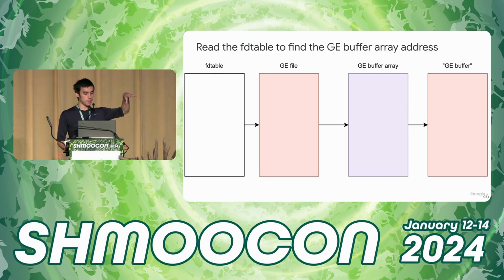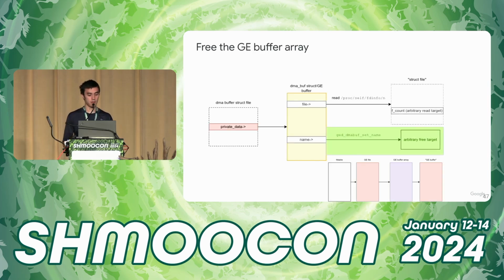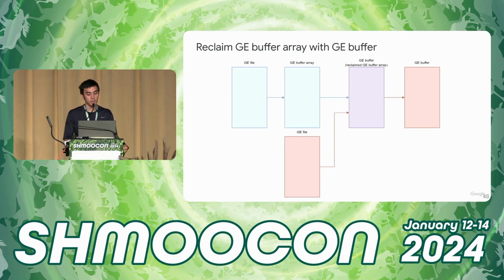This is a description of how that's going to work in practice. We've got the FD table, we've got the GE file, we've got the GE buffer array, and underneath that we have the GE buffer. This is just the references I have to go down in order to find this file. And in practice, since I know where the GE buffer array is, I can call GED DMA buff set name after setting the GE buffer array as the name in the GE buffer, or the DMA buff, depending on how you want to think about it. And then that will arbitrarily free the GE buffer array. Then I reclaim that GE buffer array with another GE buffer.